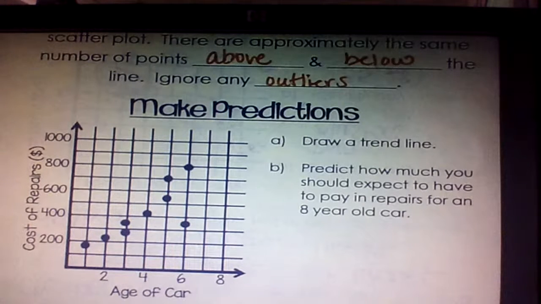Before we draw our lines here, do I have any outliers in this picture? I would say that point at 6, what is that, like 350? 3 something. That point right there is probably an outlier. I wouldn't count it when you're drawing your lines.